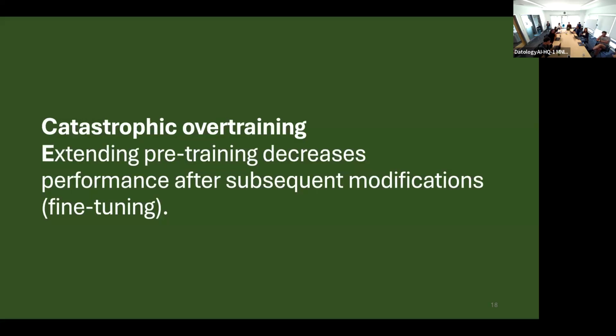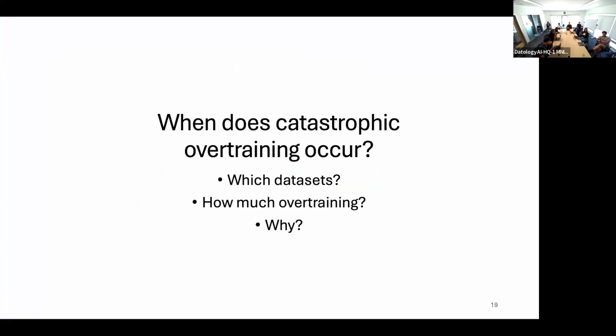So I'm just going to give the definition. I'm going to call this term catastrophic overtraining: when you extend the amount of pre-training and that causes your performance to decrease one way or another. There are different instances of this. The question we're going to try to address in the rest of this talk is when does it happen, and a little bit of why.